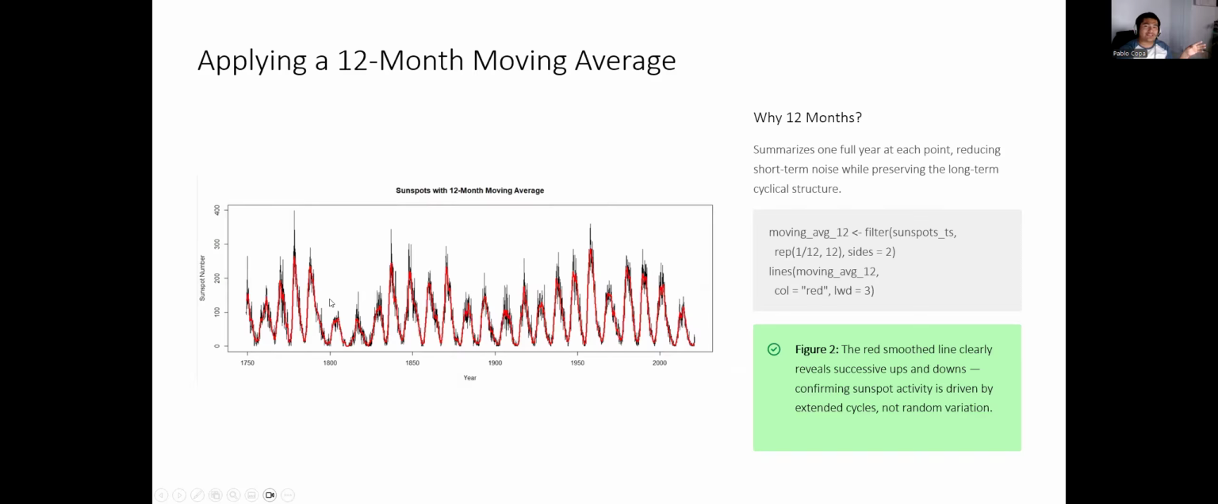The red line shows the sunspot activity rising and falling over long periods. This confirms what I saw in the original time series plot, but in a cleaner way. From a business perspective, this type of smoothing is useful because companies usually do not make decisions based on a very small monthly change. Instead, they often look at broader trends.